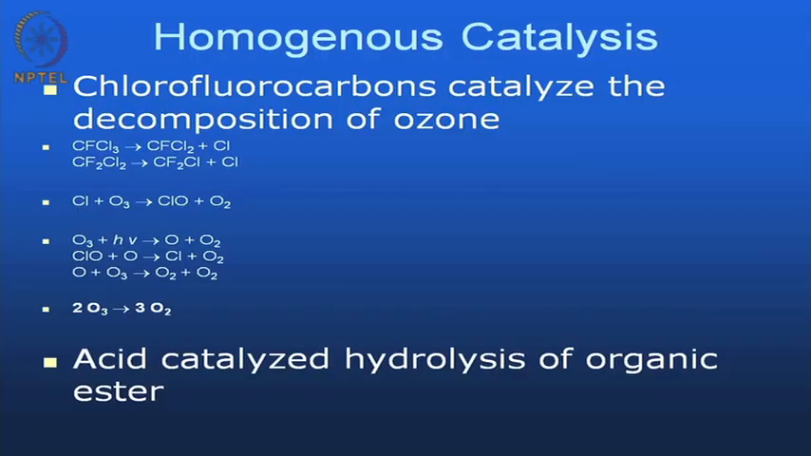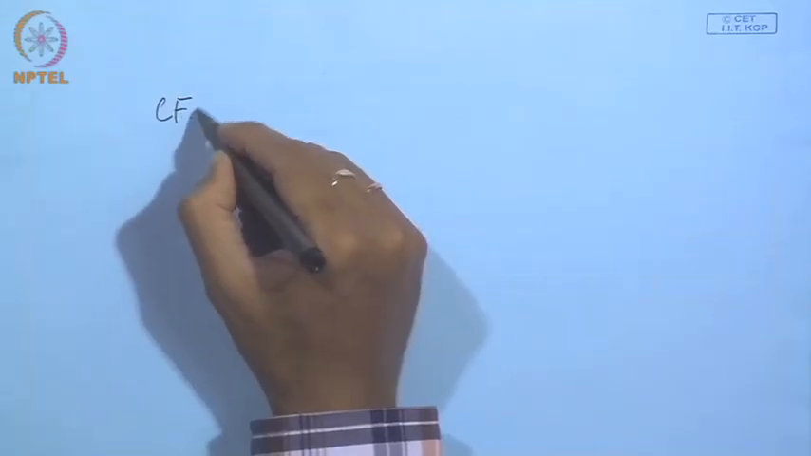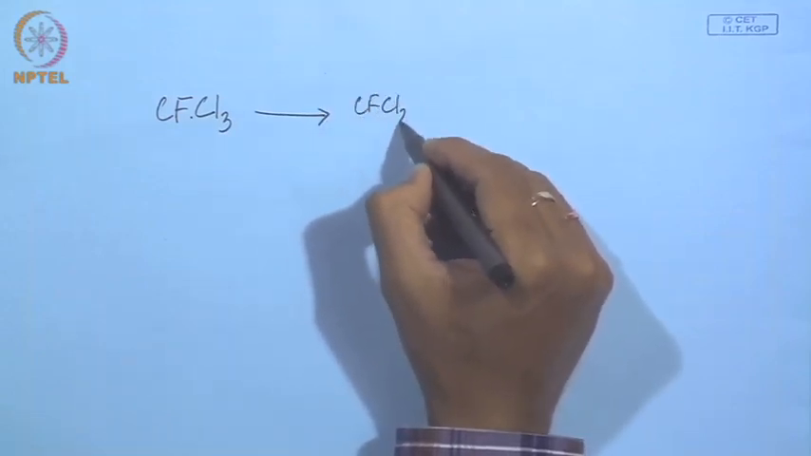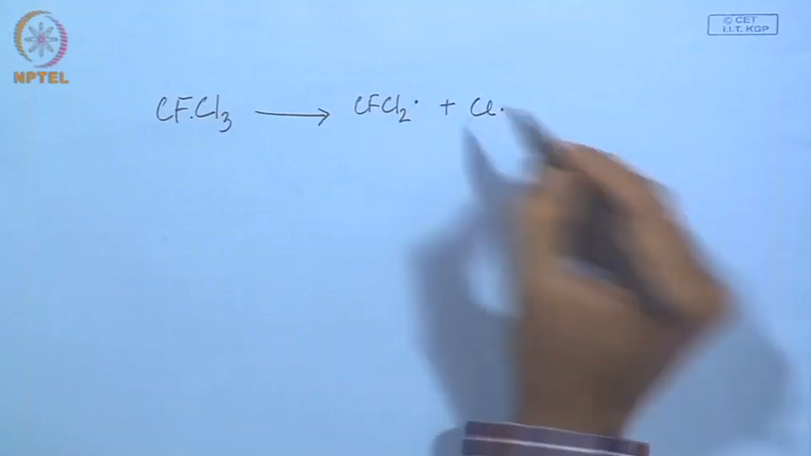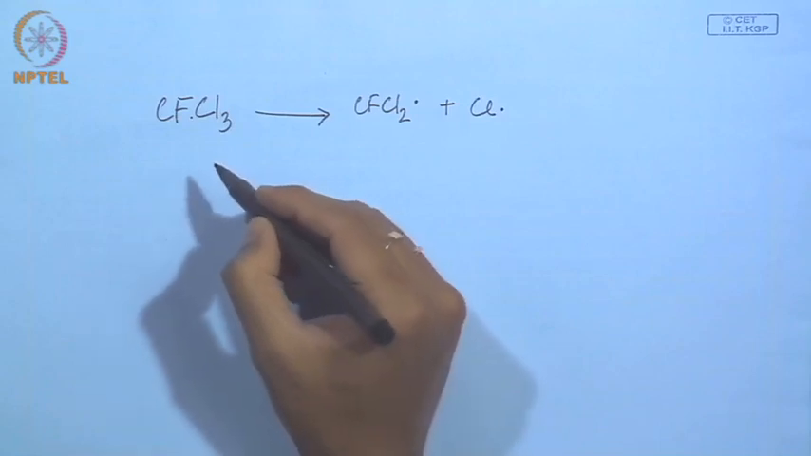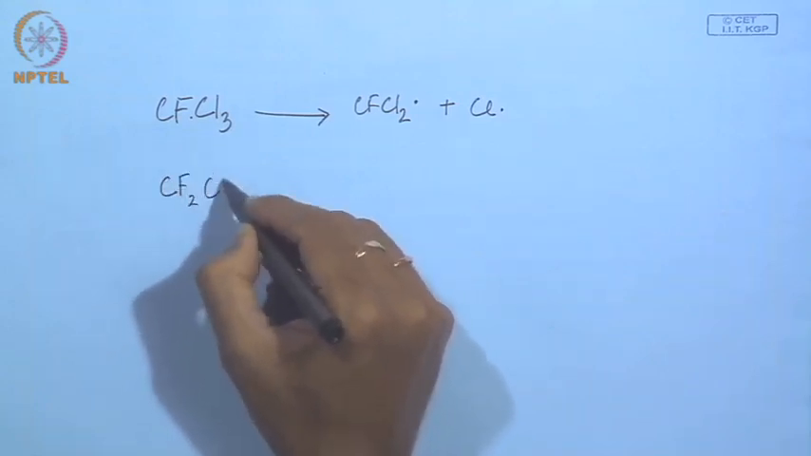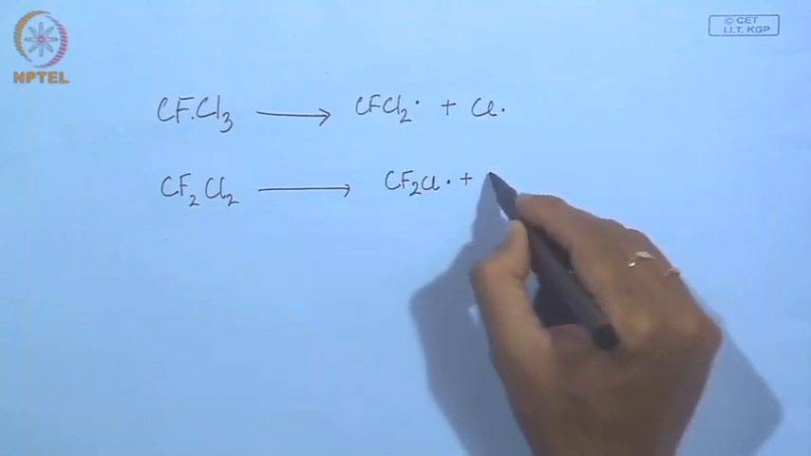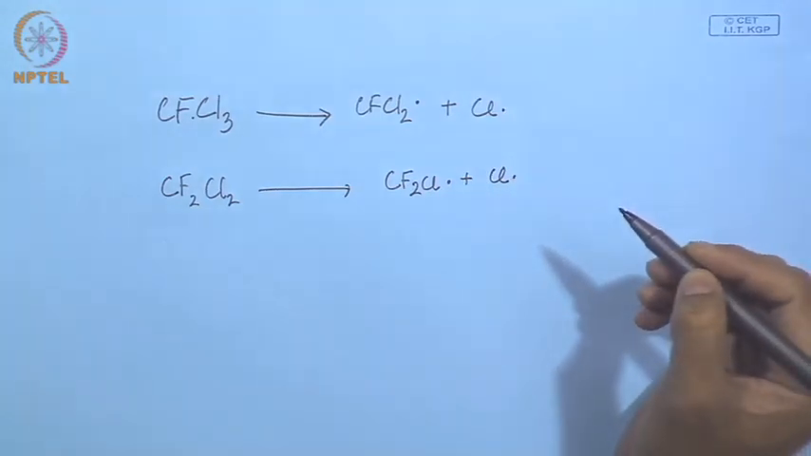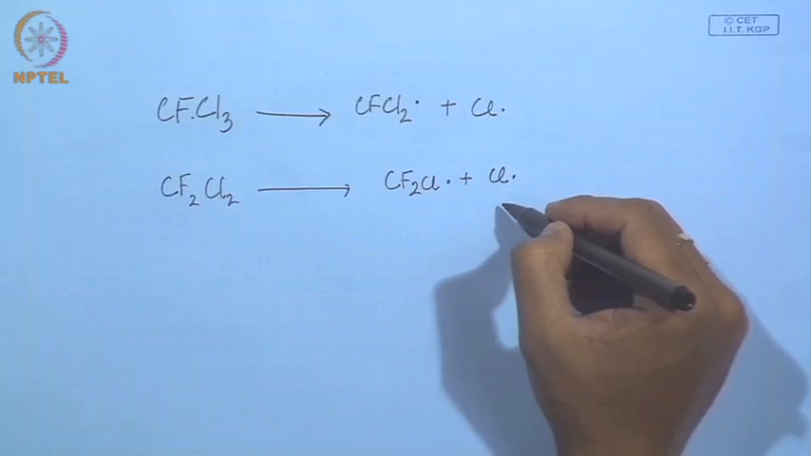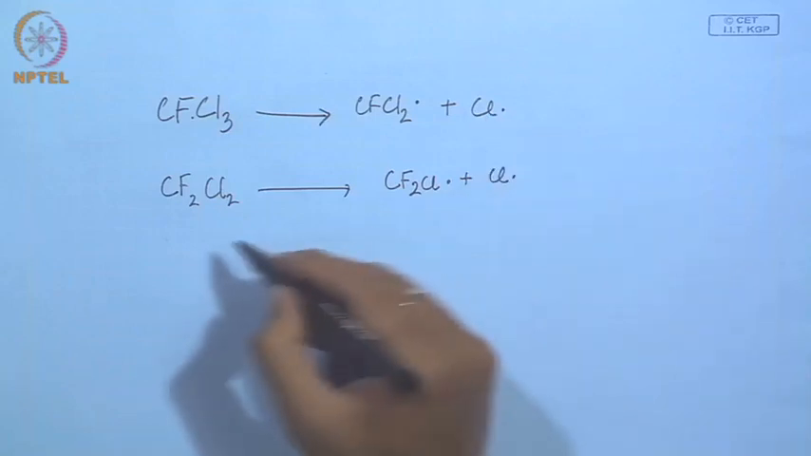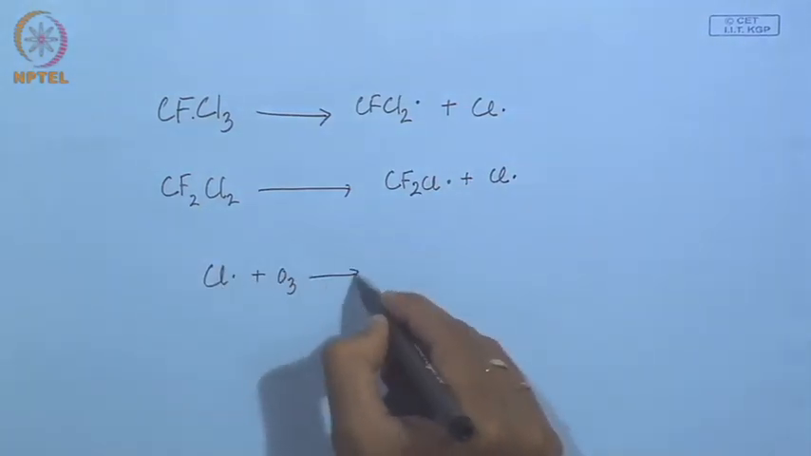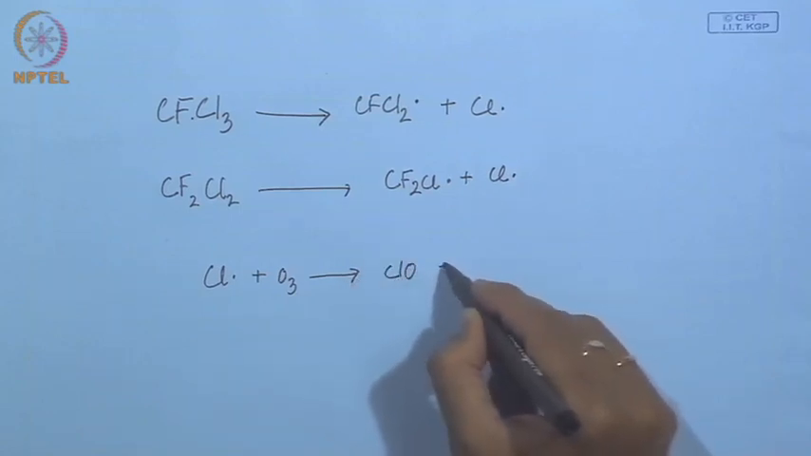Okay. Let me write it over here: CFCl3 giving rise to CFCl2 radical plus Cl radical. Okay. This is one reaction. Another reaction could be CF2Cl2 giving rise to CF2Cl dot plus Cl dot. Now, these chlorine free radicals will react with ozone with the following scheme: ClO plus O2, producing oxygen.